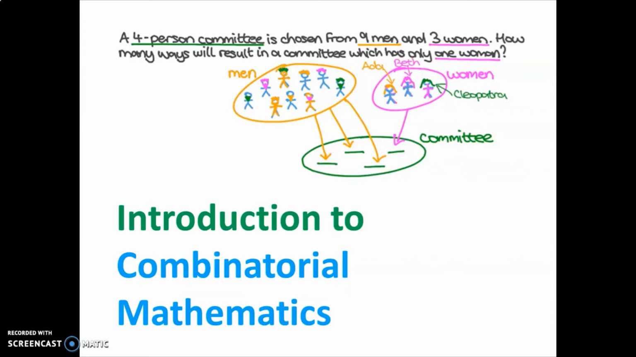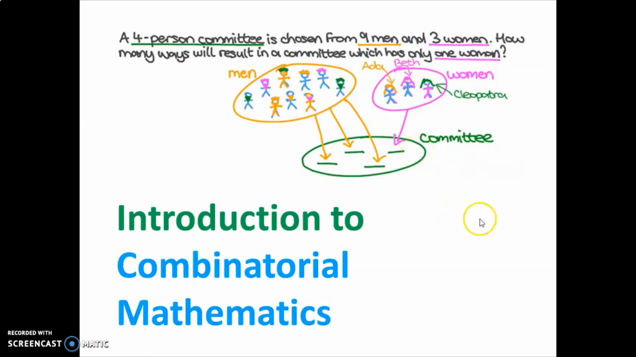Hello, welcome to your bonus lesson on Introduction to Combinatorial Mathematics. This mathematics will help you answer questions something like this one. There's going to be a four-person committee chosen from 9 men and 3 women, and we want to know how many different committees are possible that have only 1 woman in the group.